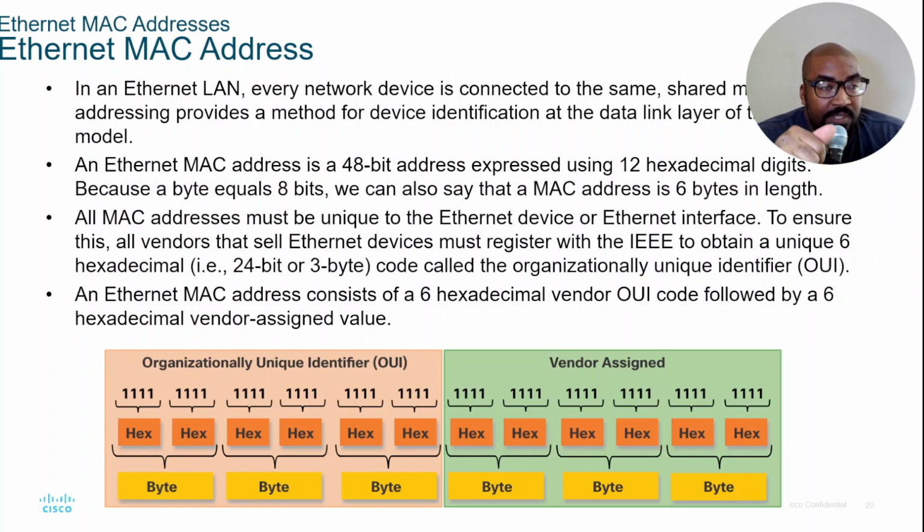MAC addresses in an Ethernet local area network: every network device is connected to the same shared media. A MAC address provides a method of device identification at the data link layer of the OSI model. An Ethernet MAC address is a 48-bit address using 12 hexadecimal digits. Because a byte equals 8 bits, we can also say that the MAC address is 6 bytes in length.